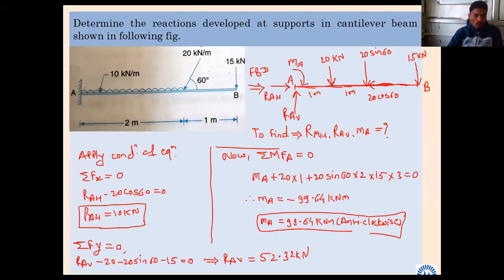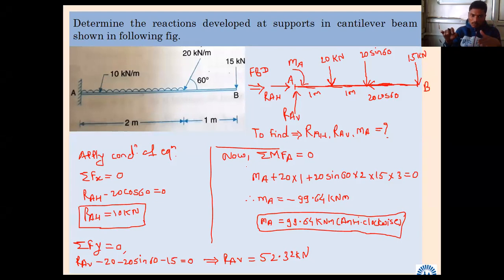If at all you are going to assume something, and if at the end the answer is coming minus, it means your assumed direction is different. In that way you can say. So you can judge here also.